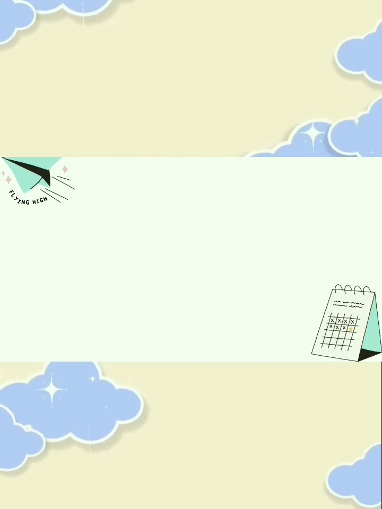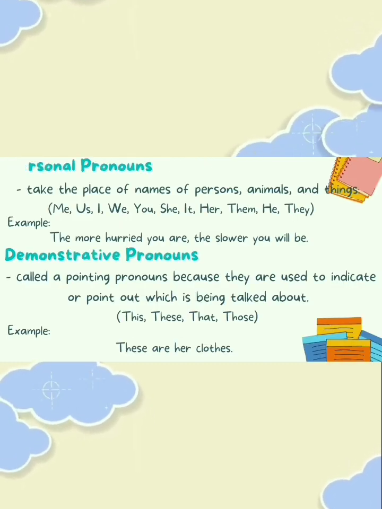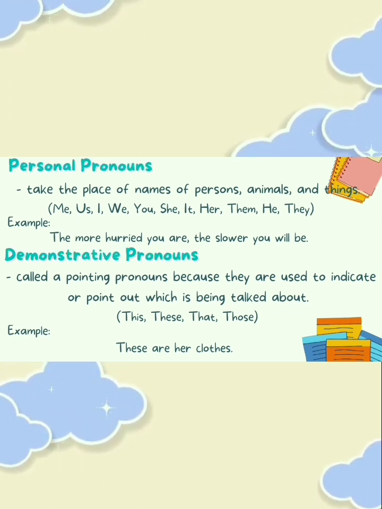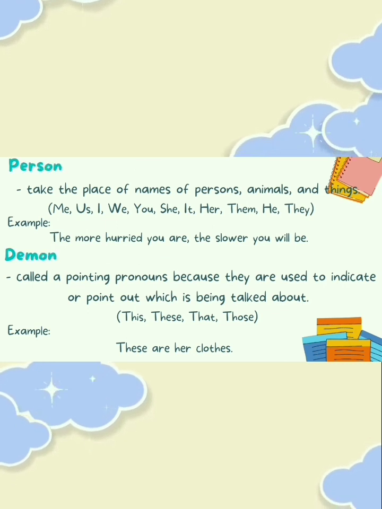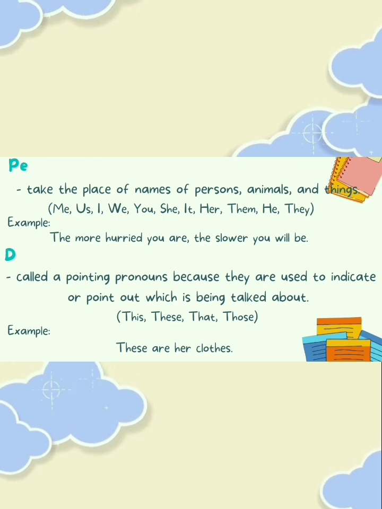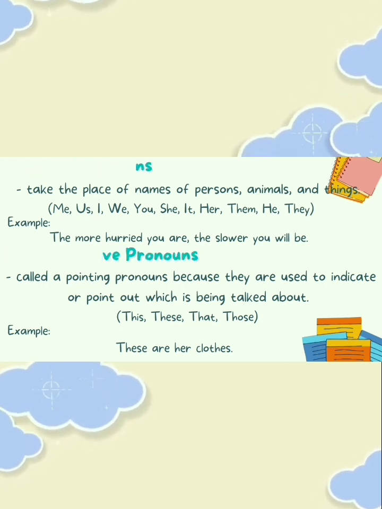Now let's discuss the kinds of pronouns. Personal pronouns take the place of names of persons, animals, and things. These are me, us, I, we, you, she, it, her, them, he, and they. For example, the more hurried you are, the slower you will be.